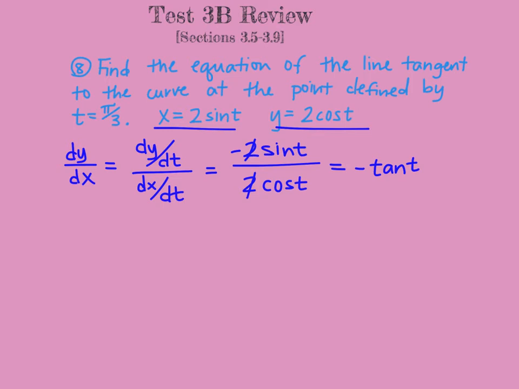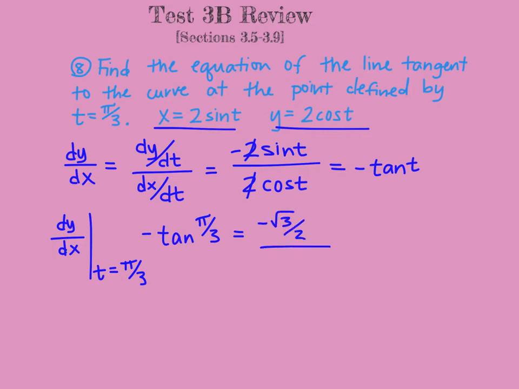So in order to find the derivative, dy/dx, when t is pi over 3, we have to plug it in here. So we're looking for our derivative, dy/dx, when t is pi over 3. So we need to find negative the tangent of pi over 3. In order to find the tangent, we do the sine over the cosine. So the sine of pi over 3 is root 3 over 2, and then it's negative. So it's negative root 3 over 2 over the cosine of pi over 3, which is 1/2.